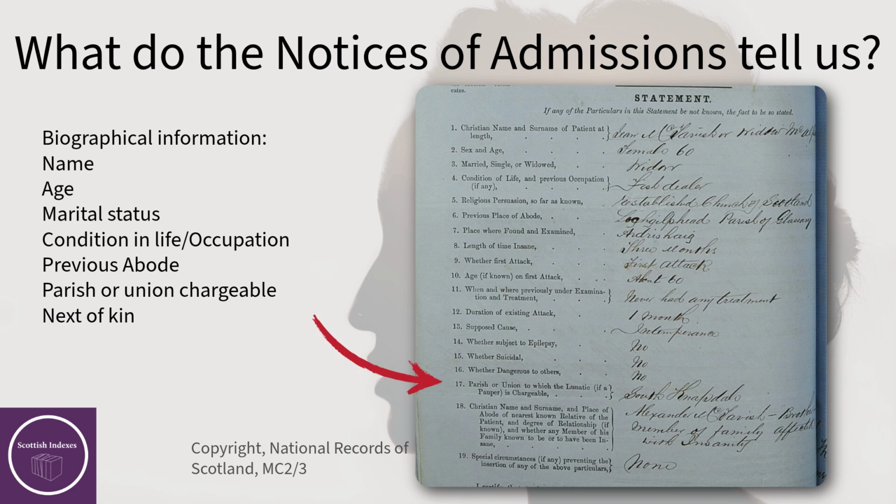The parish or union chargeable relates to pauper patients, those who had their care funded by the parish or poor law union. Now, sadly, not all poor law records survive, but some do. This is a brilliant clue that's well worth following up, especially if your ancestors were from Glasgow. To find out more about poor relief in Scotland, head over to our learning zone on scottishindexes.com.